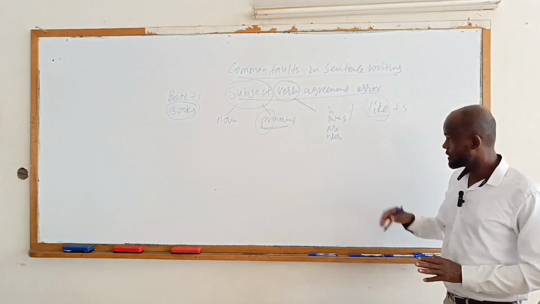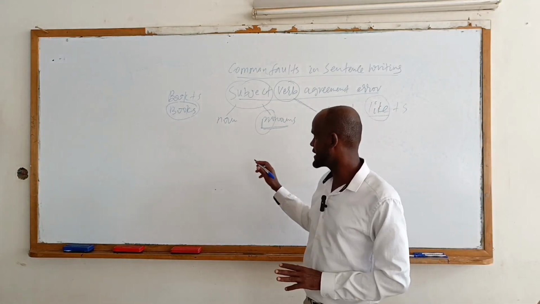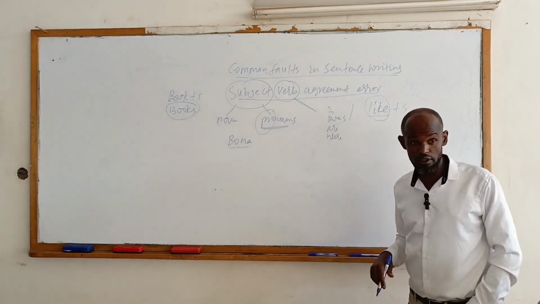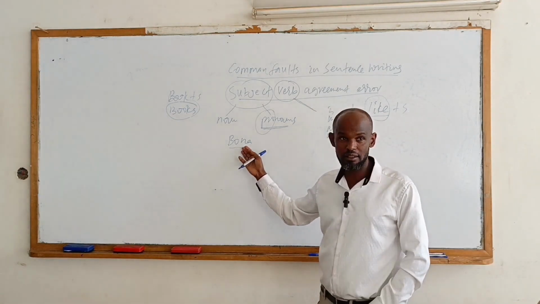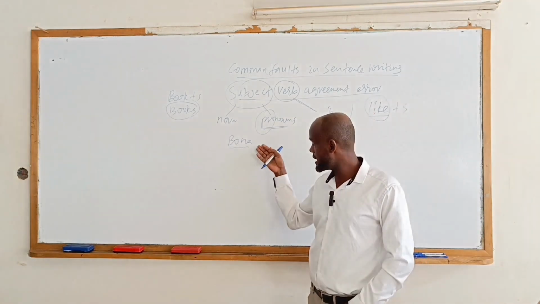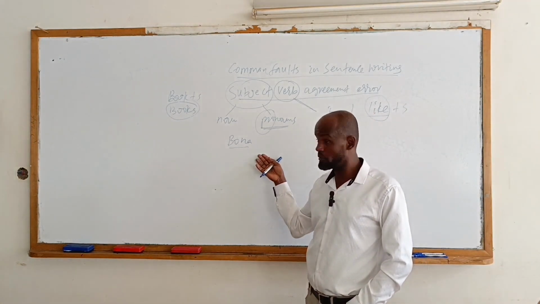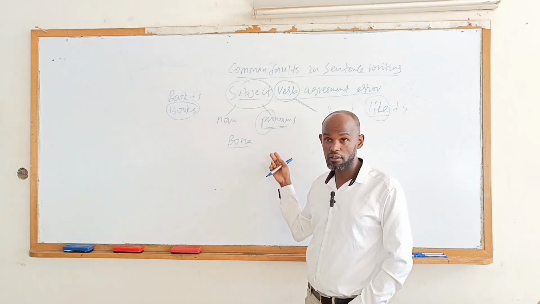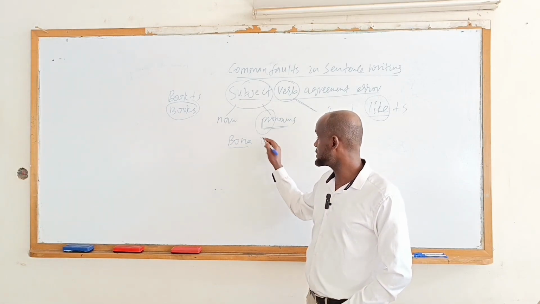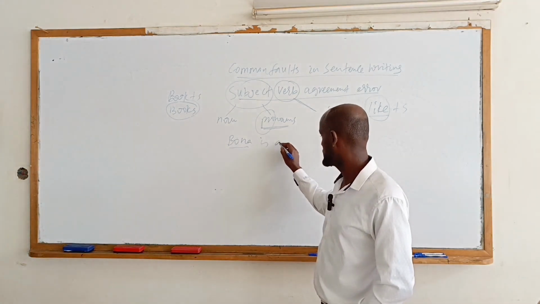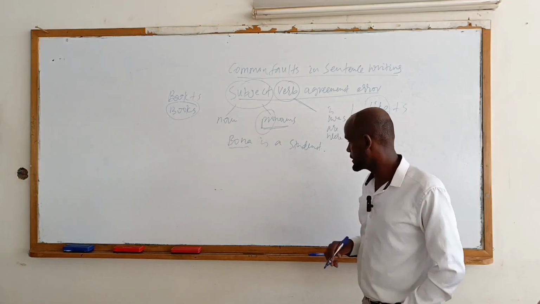So now let's see an example. For example, Bona is a noun. Is Bona, as it is, singular or plural? It's singular. So the verb that comes after this noun, if we want to have a sentence, should be plural or singular? Bona is or are? Yeah, Bona is a student. We can say Bona is a student.